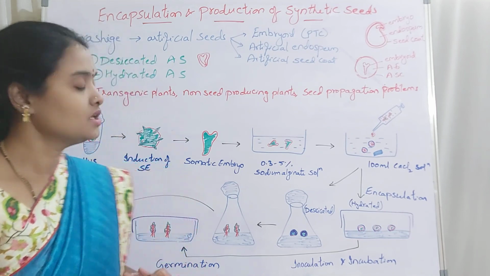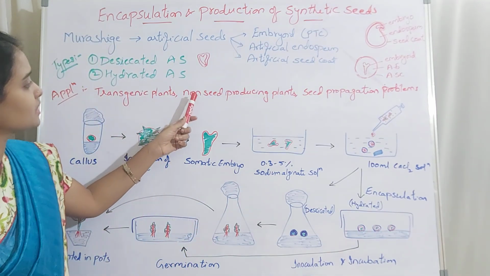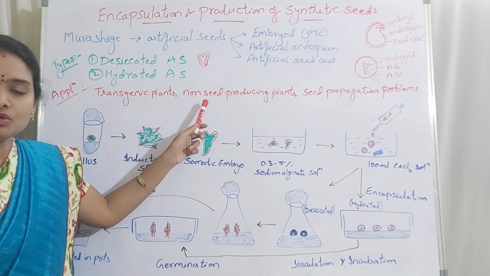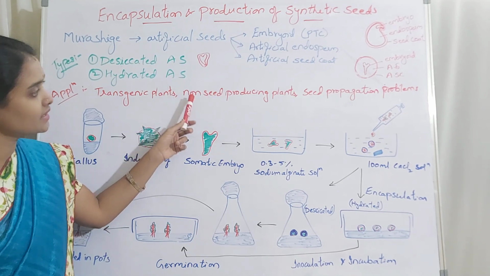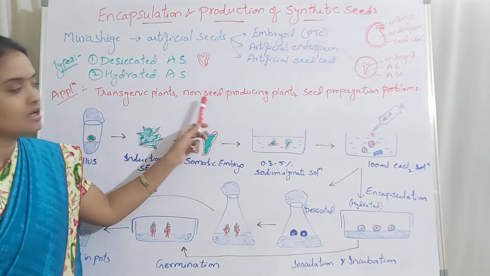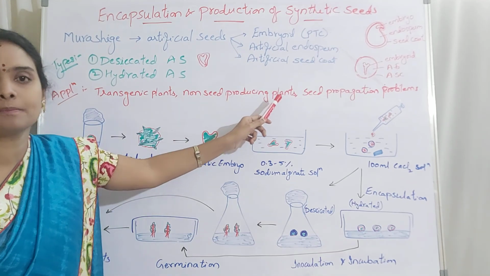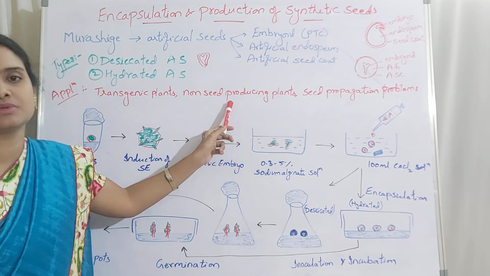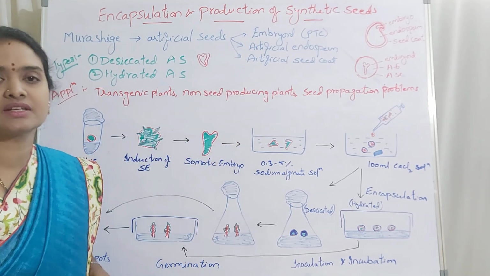Is that clear? So, the second application is that you can produce the plantlets, or you can select the somatic cells from the plants which don't have any seeds. So, from non-seed producing plants, somatic cells can be taken and you can produce the synthetic seeds.